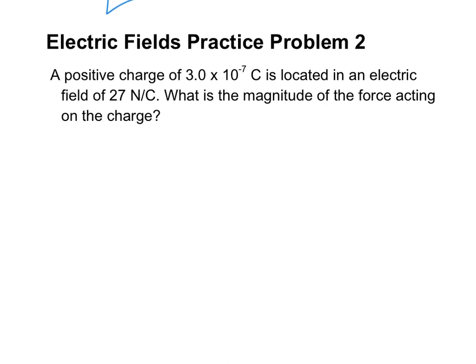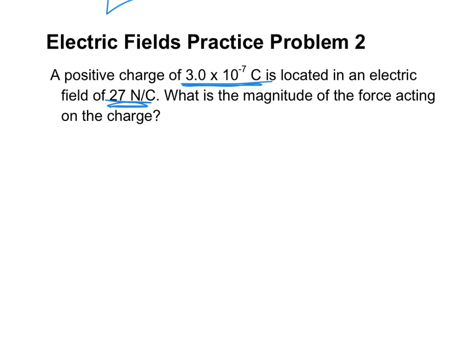A positive charge of 3 times 10 to the negative 7 coulombs is located in an electric field of magnitude 27 newtons per coulomb. What's the magnitude of the force acting on this charge? So if I know this is how much electric field I have, and I know that I want to place this charge in the electric field, that charge is going to experience a force. It's going to get a push from this field. It's going to accelerate as a result.